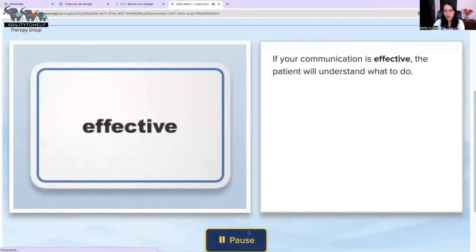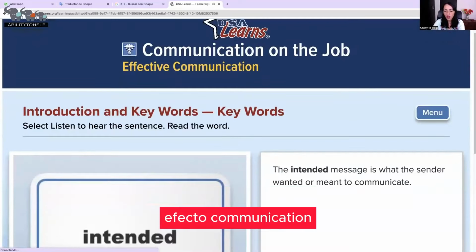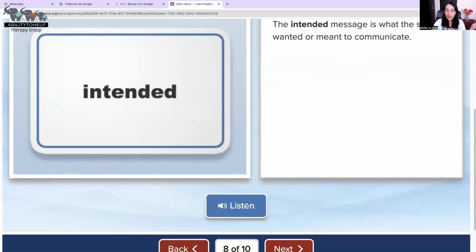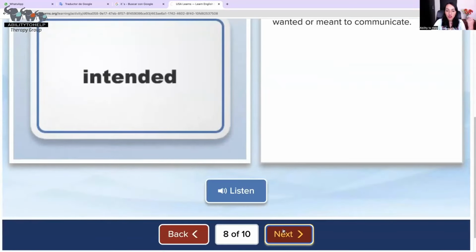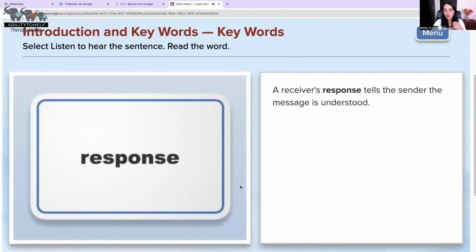If your communication is effective, the patient will understand what to do. Effective communication. The intended message is what the sender wanted or meant to communicate. Is that intended message? The intended message is what the sender wants to mean to communicate. La intención. A receiver's response tells the sender the message is understood.